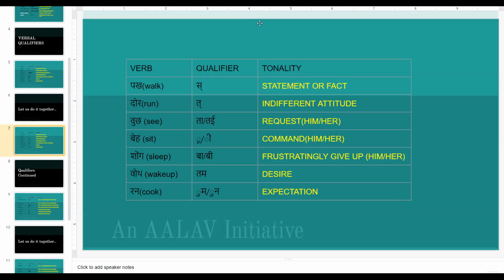Yeah, Ayush. Just a minute, Anushka. Gunjan Didi's doubt is the difference between the two forms used in the expectation tonality. Okay, sure. I'll go through that.